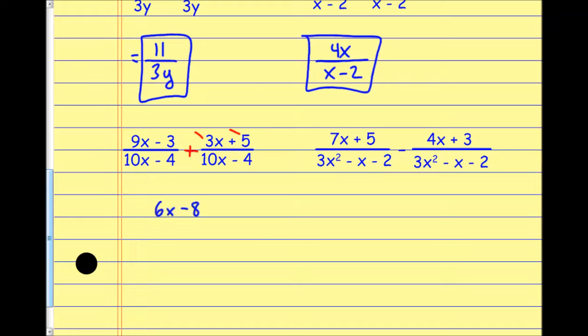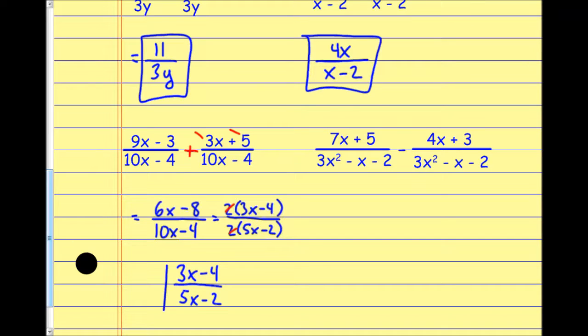Okay? And now I can clearly see the 9x plus the negative 3x is a 6x. The negative 3 plus the negative 5 is a negative 8. The denominator stays the same, 10x minus 4. And now from here, it looks like I can factor a 2 out of that numerator, which would leave me with a 3x minus 4. I can factor a 2 out of the denominator, which leaves me with a 5x minus 2, which means I have a common factor of 2 that I can cancel out. So my reduced form now is the 3x minus 4 over the 5x minus 2.